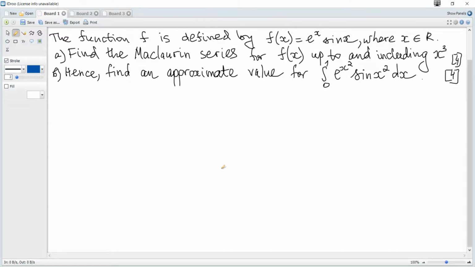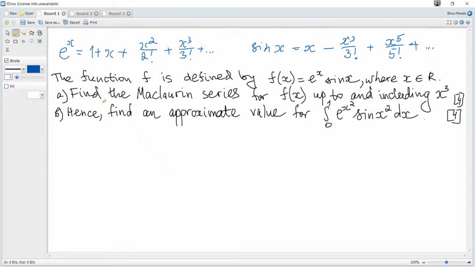The function f is defined by f of x is e to the power of x multiplied by sine of x. Find the Maclaurin series for f of x up to and including x cubed. To find the Maclaurin series, we can use the formula with derivatives. It is given in the data booklet, but we can also use the given expansions for e to the power of x and sine x. These formulas are also given in the data booklet.